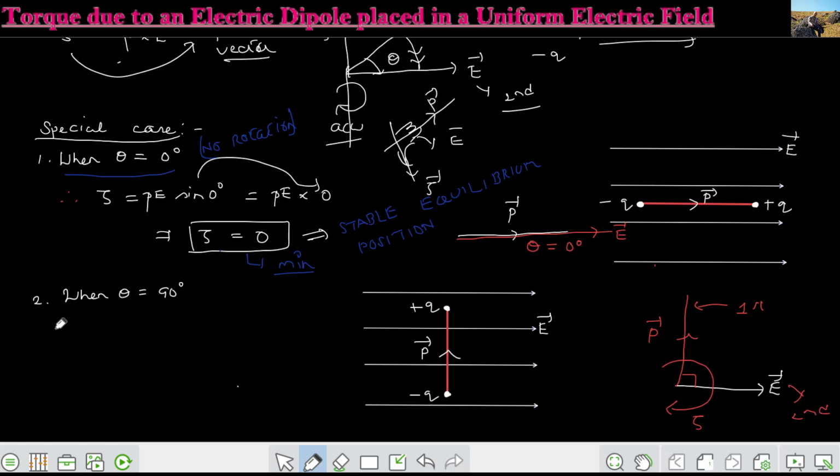So from here, when you put this in that equation, we will have torque is equal to PE sine theta. What is the value of the angle? That angle theta will be equal to 90 degree. So sine of 90 degree is how much? Sine of 90 degree will be equal to simply the value of 1. So PE into 1 will give you the value of simply PE.